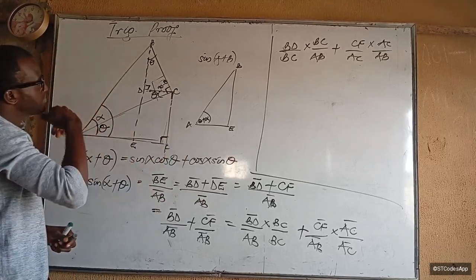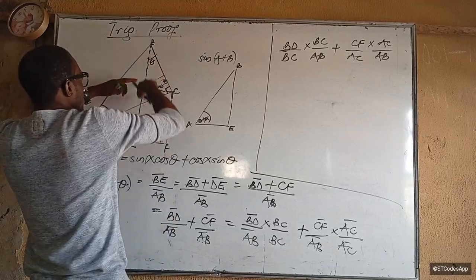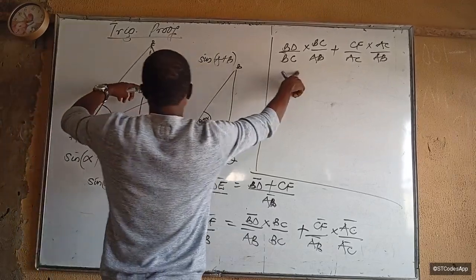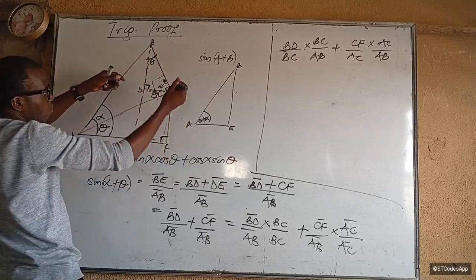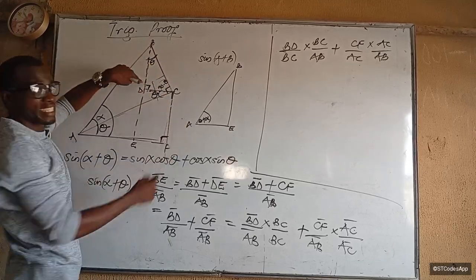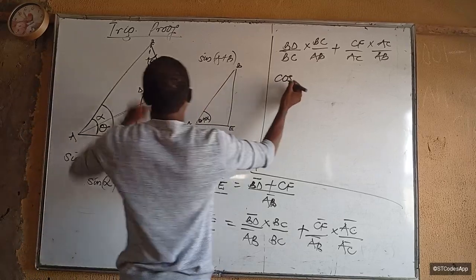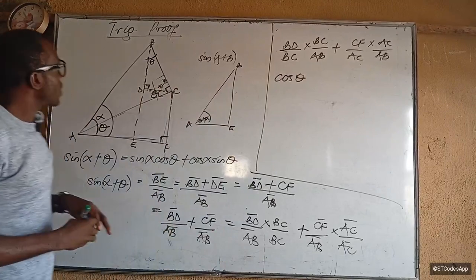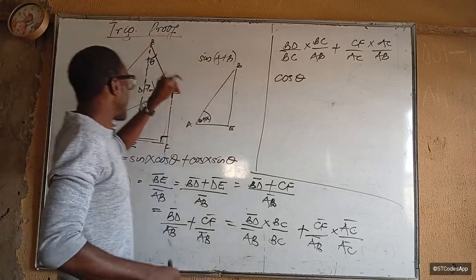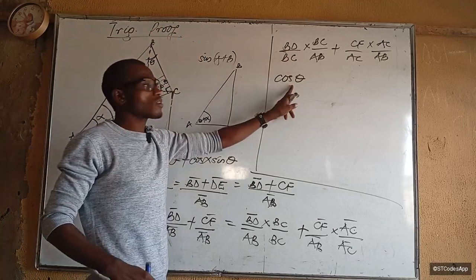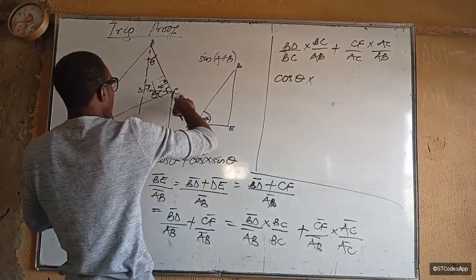Now, what is now BD over BC? Where is BD? This is BD, and what is BC? This is this place. Now, relative to this triangle and this angle, what is BD? BD is adjacent over, what is BC? Hypotenuse. So that is cosine of this angle theta. Cosine of theta will be adjacent over hypotenuse. So that hypotenuse here is this place, is BC, so that's why it is cos theta. Then multiplied by BC, which is this side, over AB.